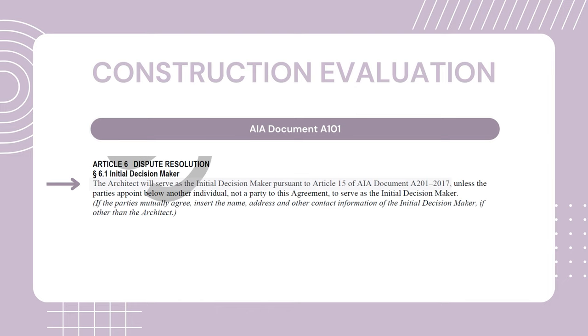Typically, claims are filed for additional time or due to concealed or unknown conditions. I've linked a sample PDF of contract A101 in the description. I highly suggest you read this. It's super short, only 8 pages, and it'll really help you out on your construction evaluation exam.